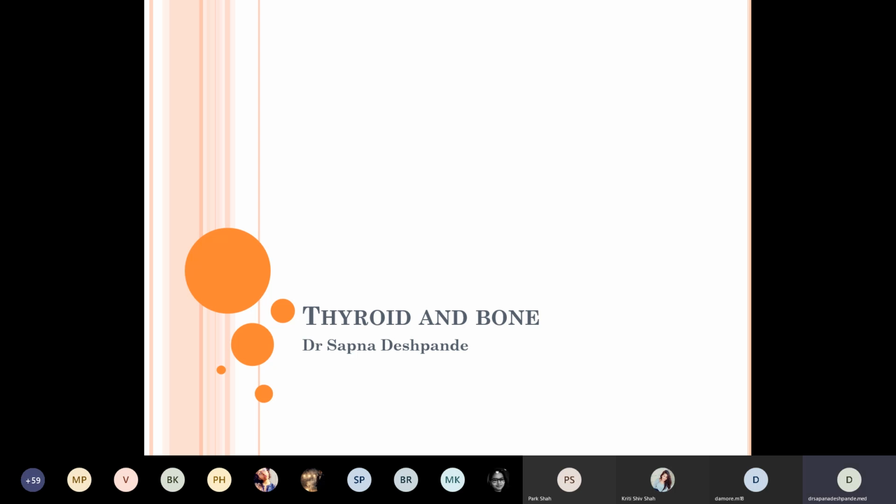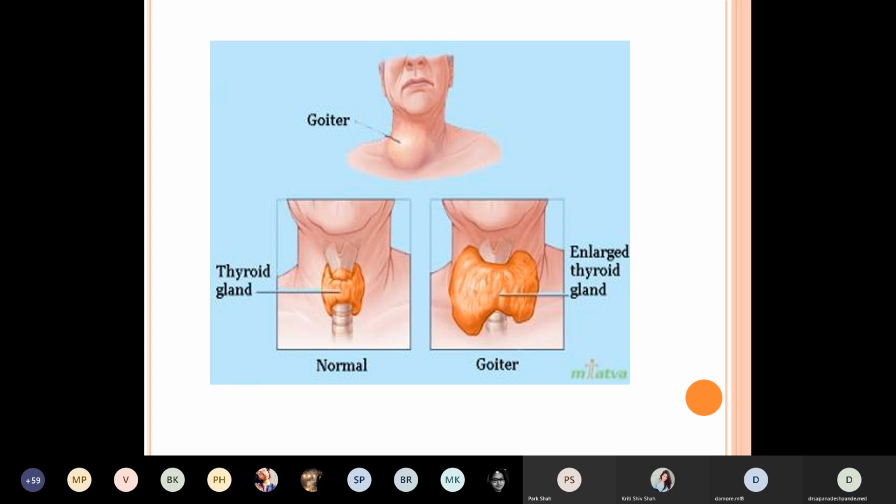Okay, so we'll discuss thyroid. Okay, so now what is thyroid? It is an endocrine gland, and you can see the normal thyroid where it is located. This is the anatomy and physiology, and this is the normal size of the gland.